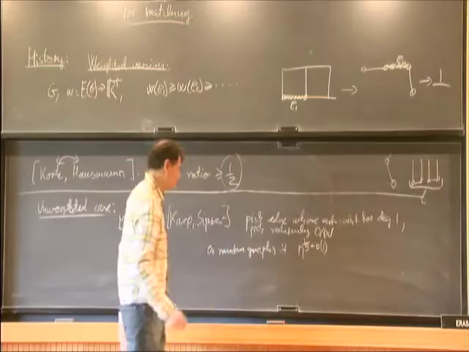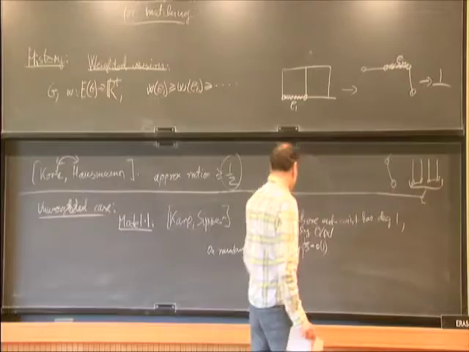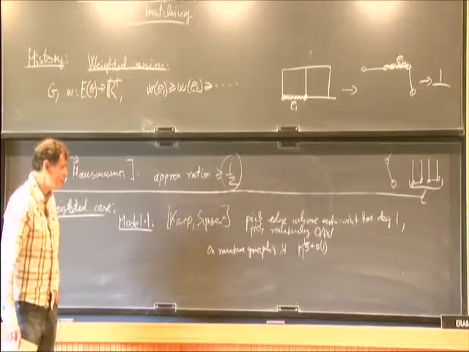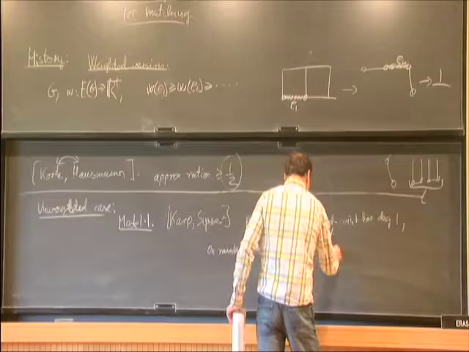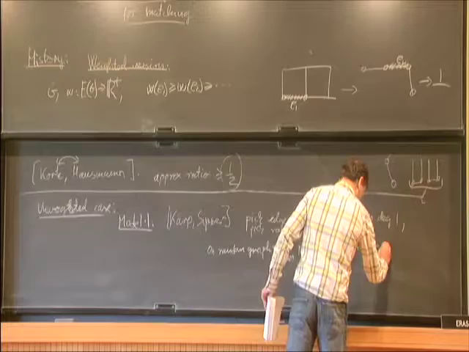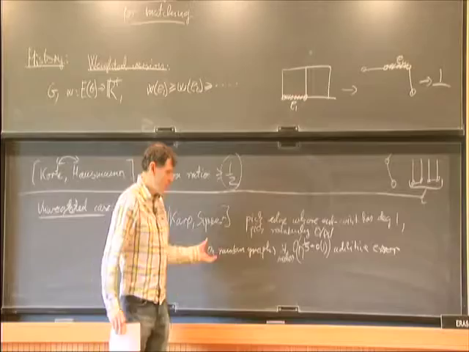I just took this granted from Nykotter. This formula looks a little suspicious to me, but in any case, that's an additive error. So it makes this additive error, order of this, on random graphs. Well, on Erdős-Rényi random graphs.